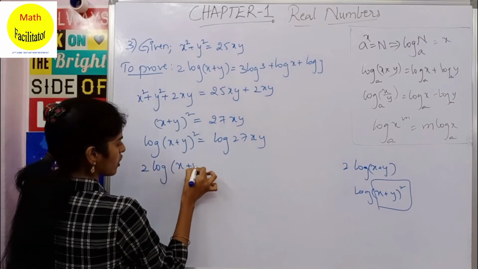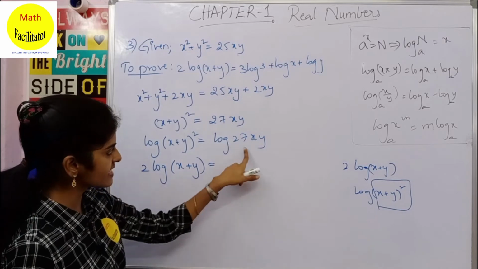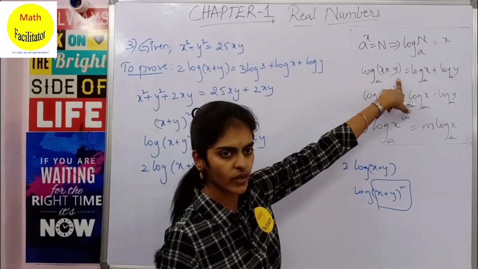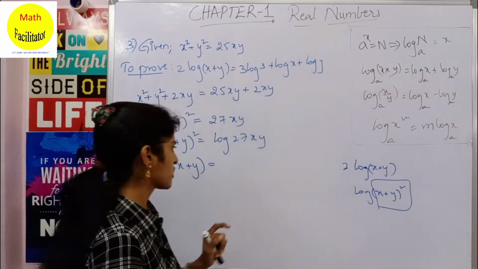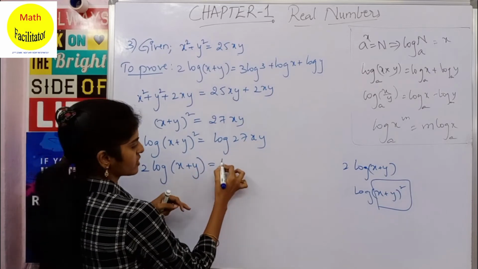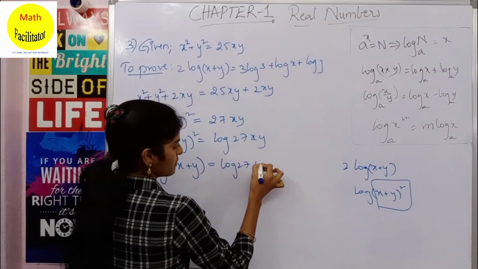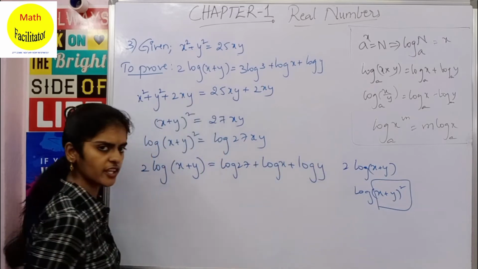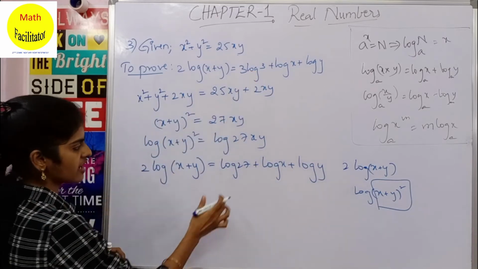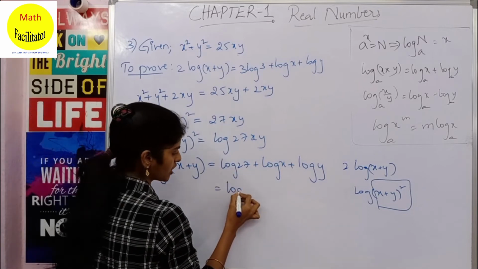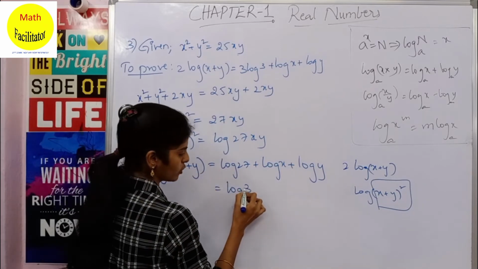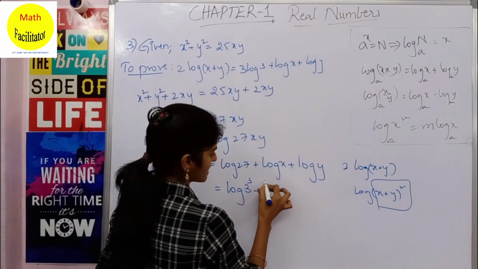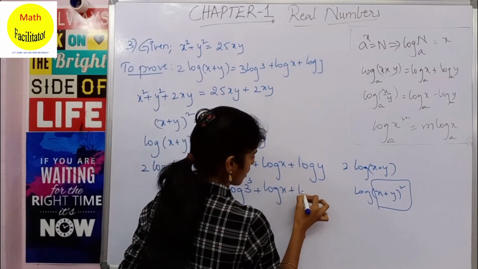So it is 2 log (x + y) is equal to, now this is nothing but log x into y. So you will write log x plus log y. Okay? So all these are multiplication. So it is log 27 plus log x plus log y. Okay? You are almost done now. You have to change this term. So it is log 27, you can write as 3³. Yes? So plus log x plus log y.